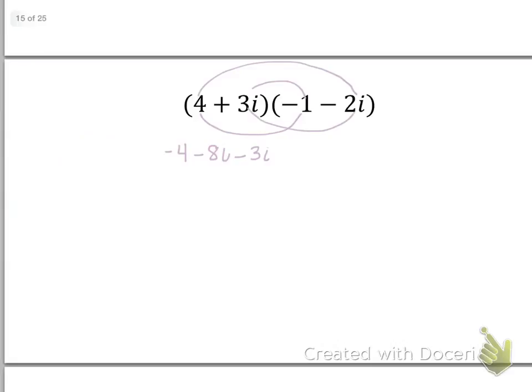And L stands for last, so 3i times negative 2i. So 3 times negative 2 is negative 6. i times i is i squared. i squared should change to negative 1, and we have like terms we can combine. So I have negative 11i. I need to change that i squared to a negative 1. So I get a plus 6 when I multiply them, and then we can combine these like terms to get 2.